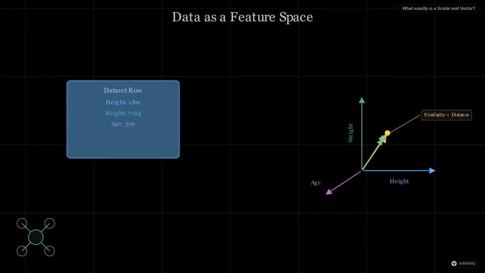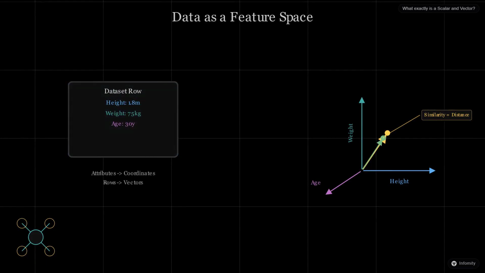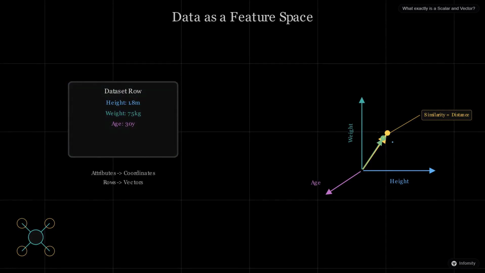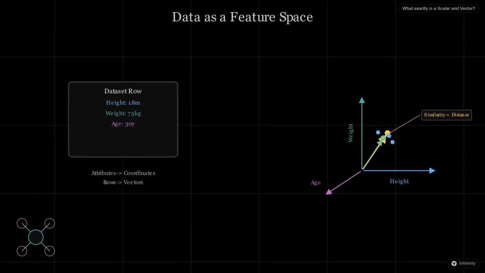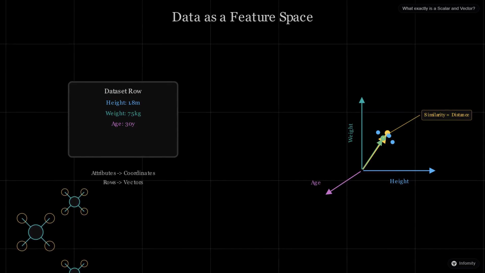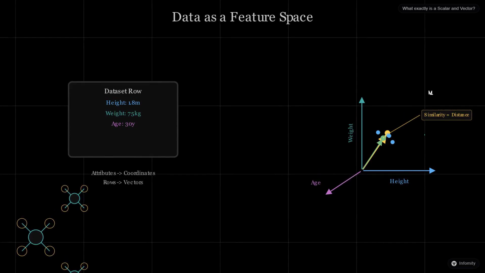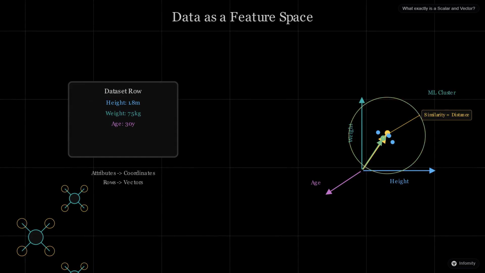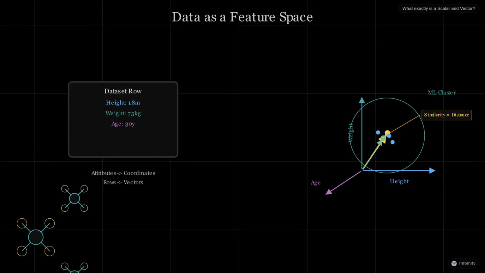Recall how physical arrows represent coordinates and datasets represent attributes. By treating data rows as vectors, we locate them in feature space. Similar data points sit close together, like drones flying in formation. This geometric perspective is the bedrock of machine learning.